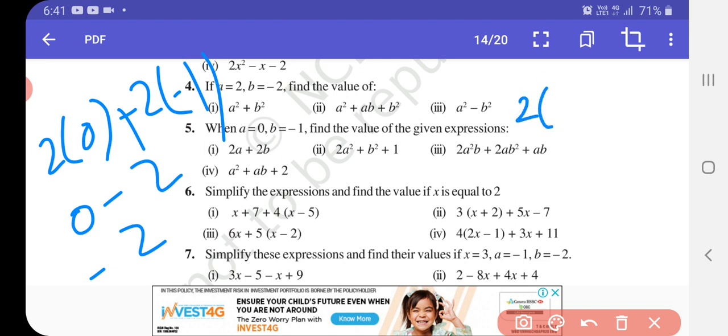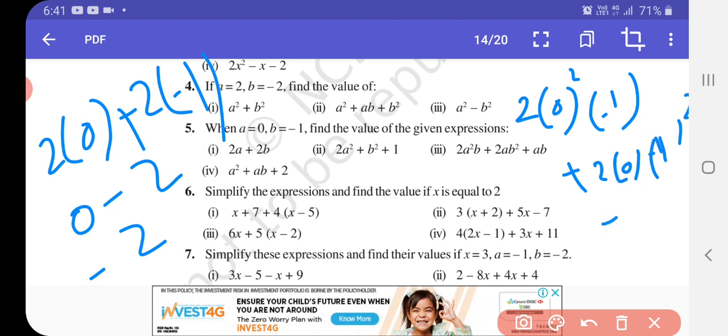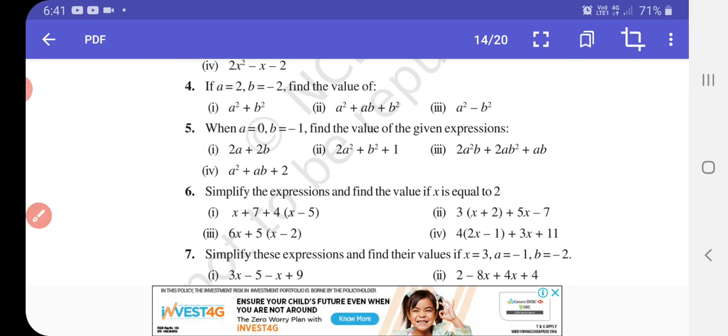Put the value 0 square into minus 1 plus 2 into 0 into 1 minus 1 square plus 0 into minus 1. See here, when we multiply 0 by any number, it becomes 0. Plus 0 plus 0. So your answer is 0. Understand? Okay.